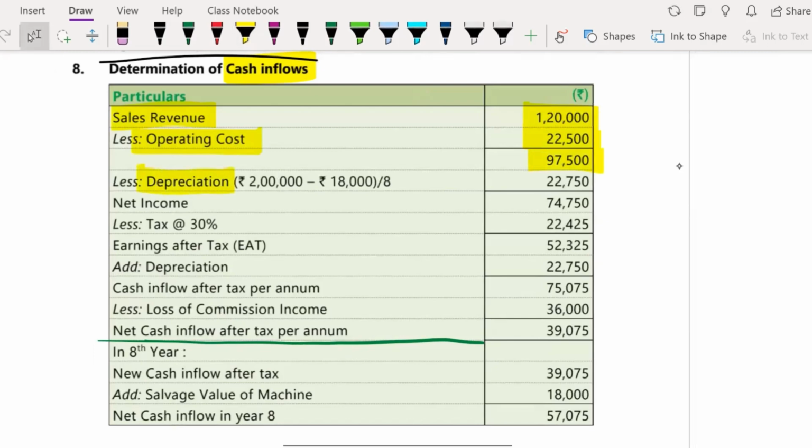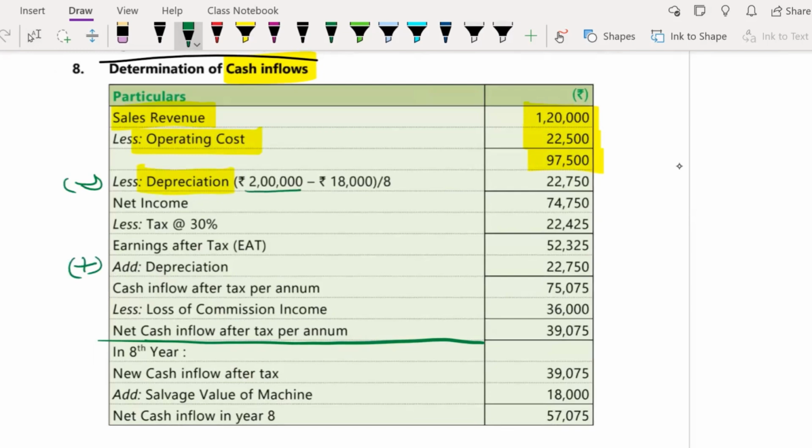Then you have to do depreciation. Here you will less depreciation when you are finding out cash inflows because depreciation has a tax effect. First, you will reduce it here and then to nullify that effect, you will add back here. Okay, hope you remember this.